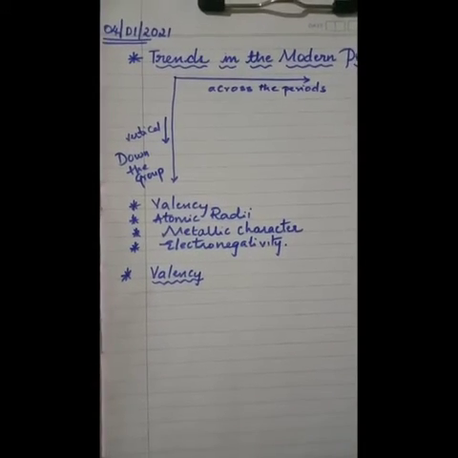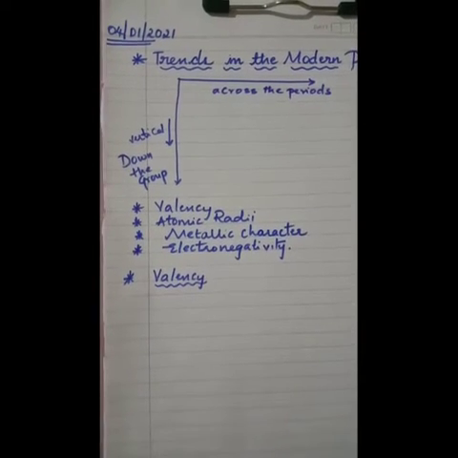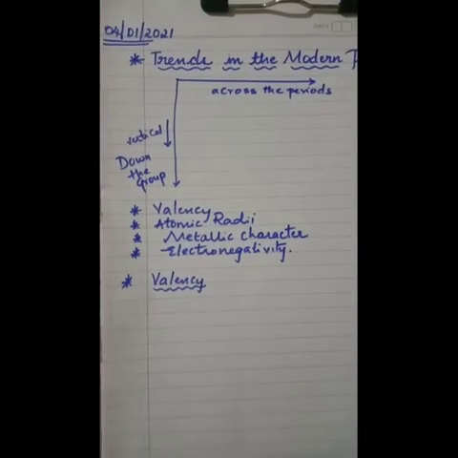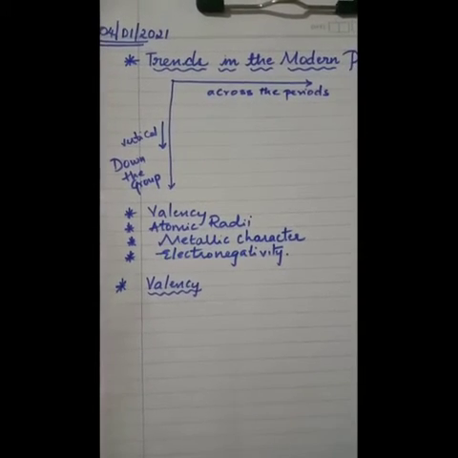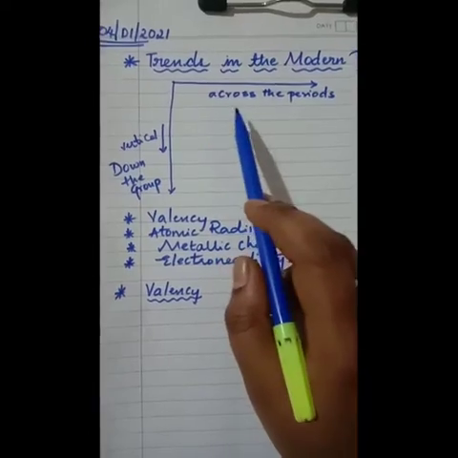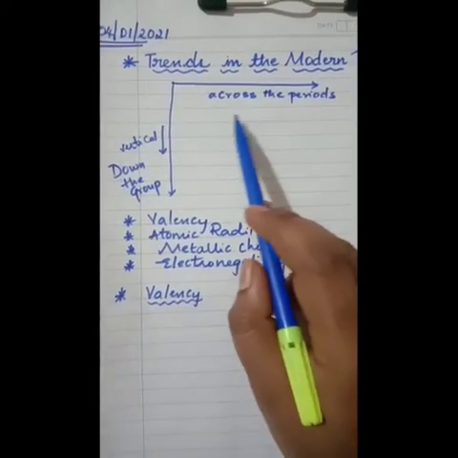Let us continue with the chapter Periodic Classification of Elements. So here we are into the last topic, that is trends in the modern periodic table. So let us deal with this topic today in today's class.